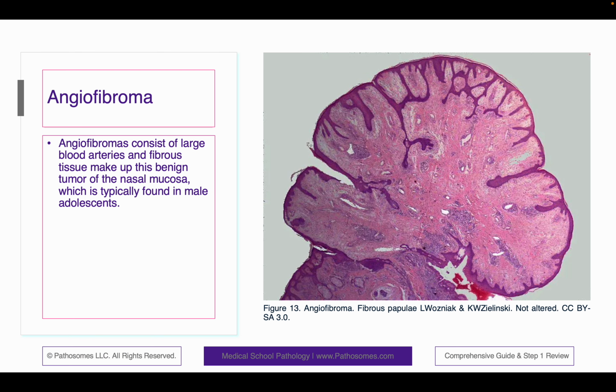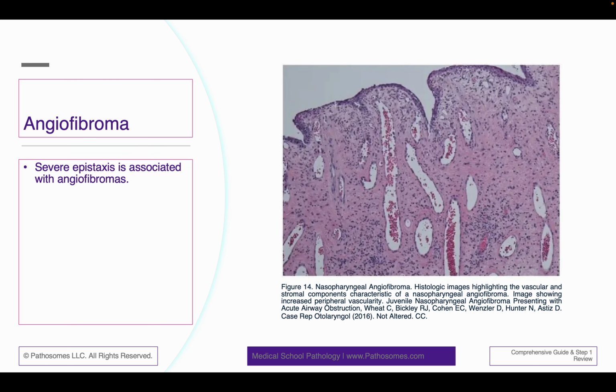Now let's talk a bit about angiofibromas. What's an angiofibroma? Well, an angiofibroma consists of large blood vessels and fibrous tissue that make up this benign tumor of the nasal mucosa. And it's typically found in adolescent males. And I'm sure you can imagine why by looking at this H&E with those dilated vessels filled with red blood cells. It should be easy to understand that severe epistaxis is associated with angiofibromas.